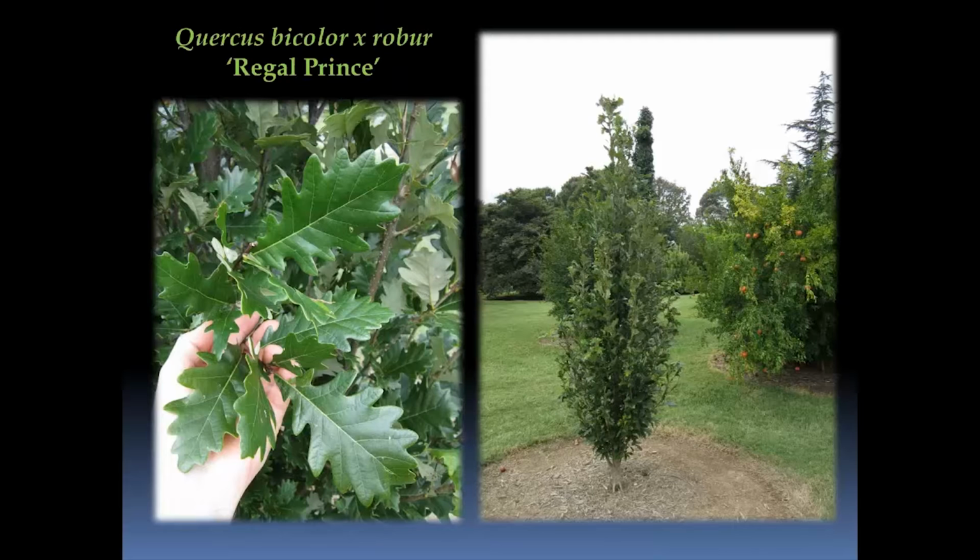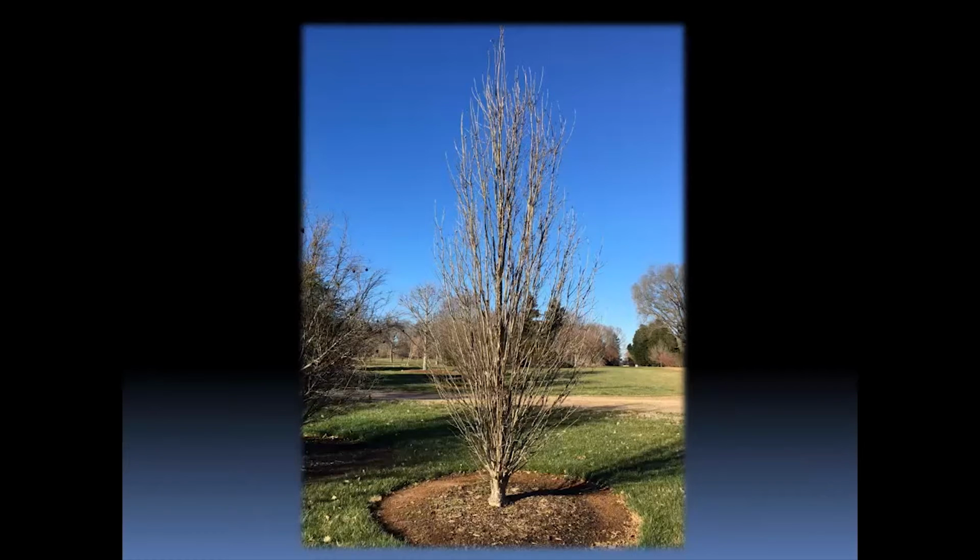Regal Prince. This is a cross between swamp white oak, Quercus bicolor, and English oak, Quercus robur. So you get the best of both worlds out of that. You get the urban adaptability of the swamp white oak, and you get that fastigiate growth of the English oak. And this is a really, really good urban oak. For an oak, it grows pretty quickly. Great fall color, nice summer interest, and really pretty texture in the wintertime. Kind of hard to tell from this picture, but it has really nice kind of peely bark, similar to the swamp white oak. Just a really nice plant.